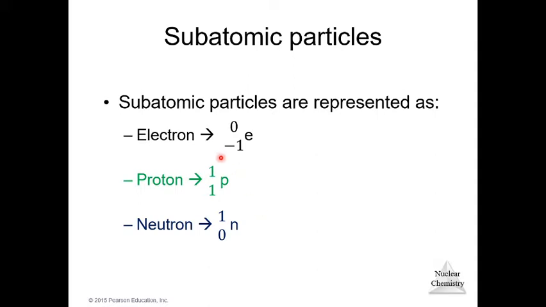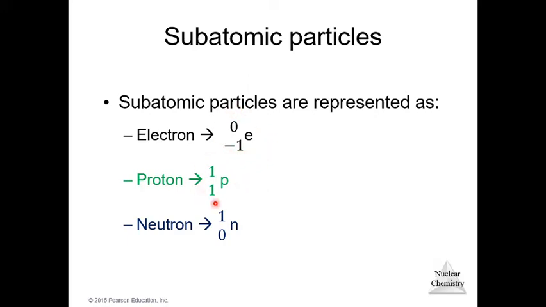The electron we represent with an E, and then an upper left 0 and lower left -1. This is for accounting purposes. It's not like it's a negative proton or something. It's just, again, the -1 is for accounting purposes.